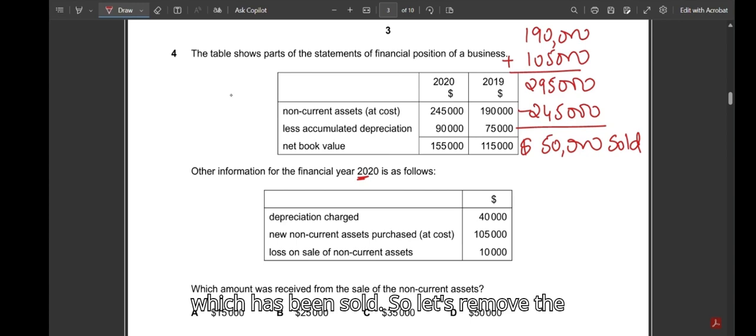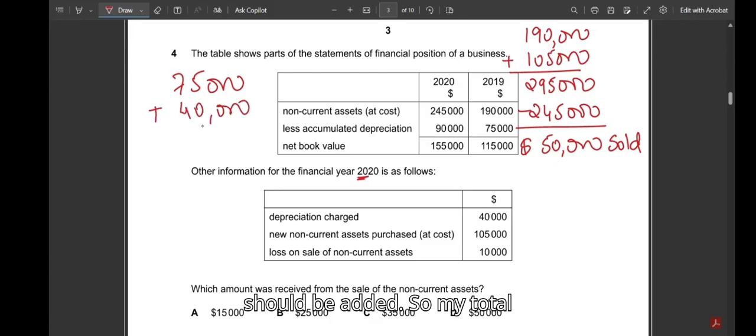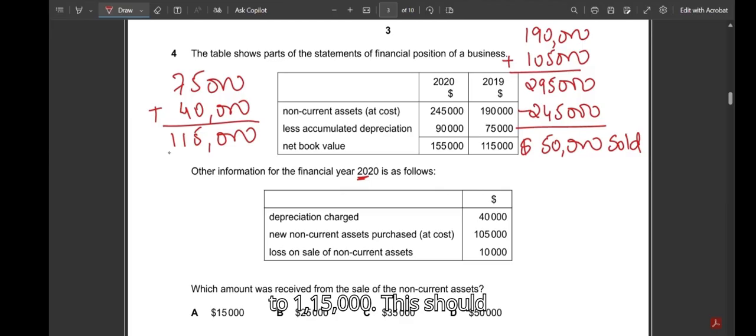So let's remove the provision for depreciation, or the accumulated depreciation. In this case, my accumulated depreciation till 2019 was how much? 75,000. All right, and the depreciation charged in 2020 was 40,000. So this should be added, so my total depreciation will come to 1 lakh 15,000. This should be the total value of the provision for depreciation, but as per the question, it is 90,000.